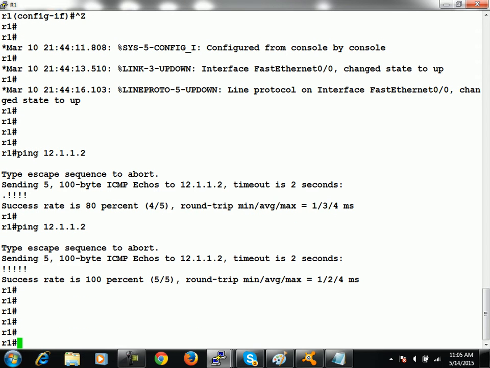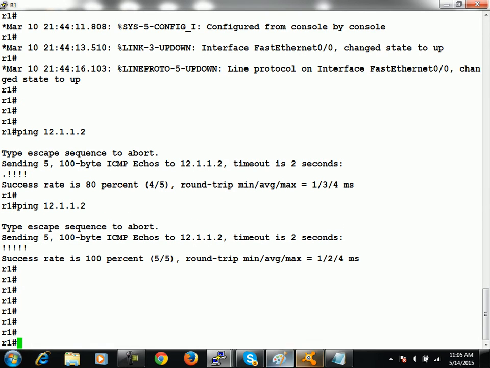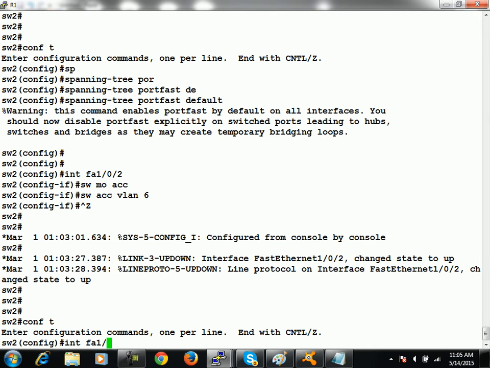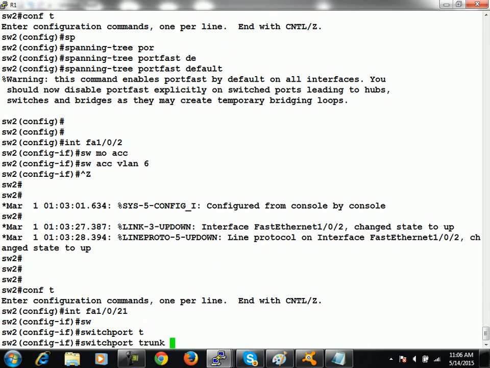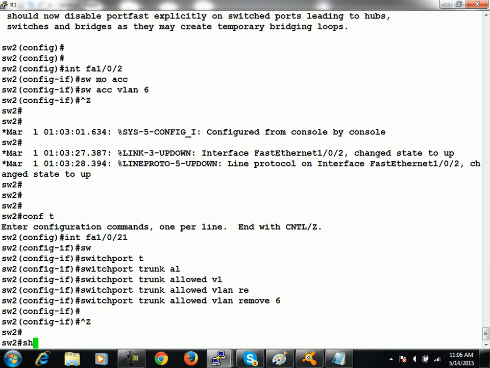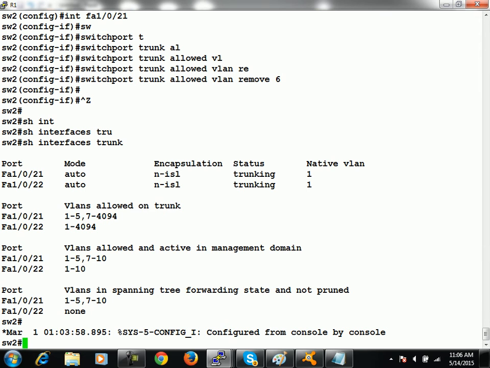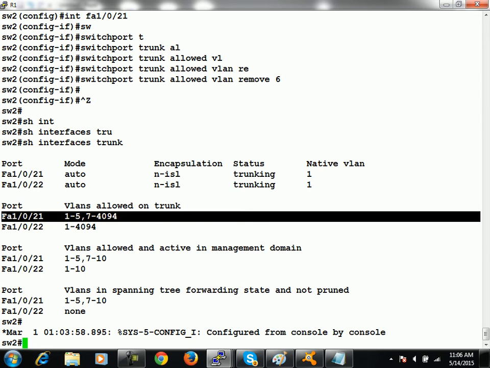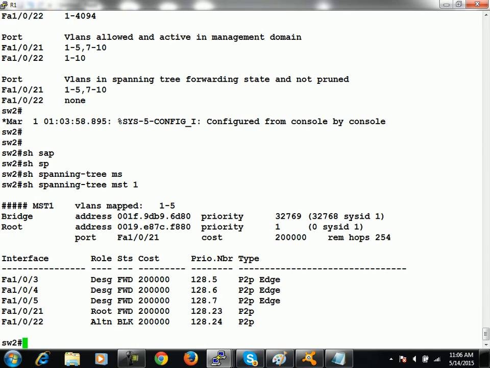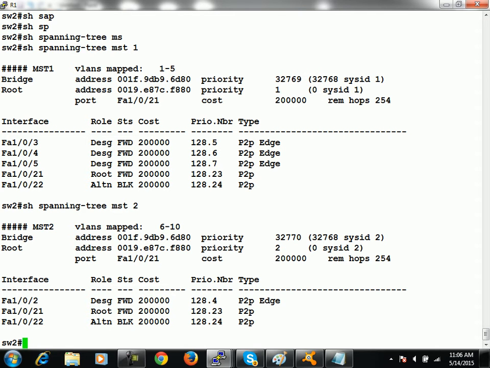You see, they are communicating, right? Now what will I do? I'll move on to switch 2, and on its Fa1/0/21, I'll say switchport trunk allowed vlan remove. The interface is trunk, so now you will see that VLAN 6 will not be allowed via 21. Now let me show you the spanning tree: for MST1 its RP will still be 21, and for instance 2, its RP will still be 21.